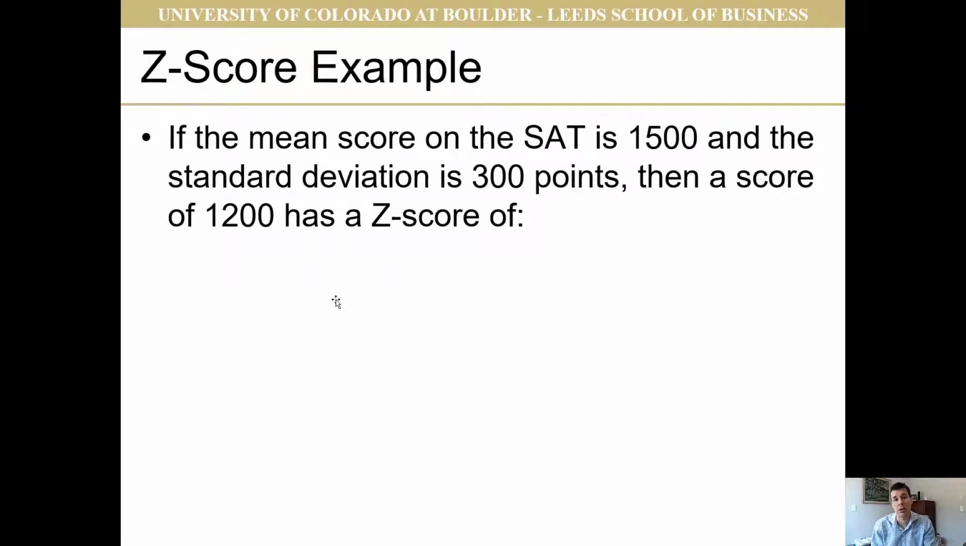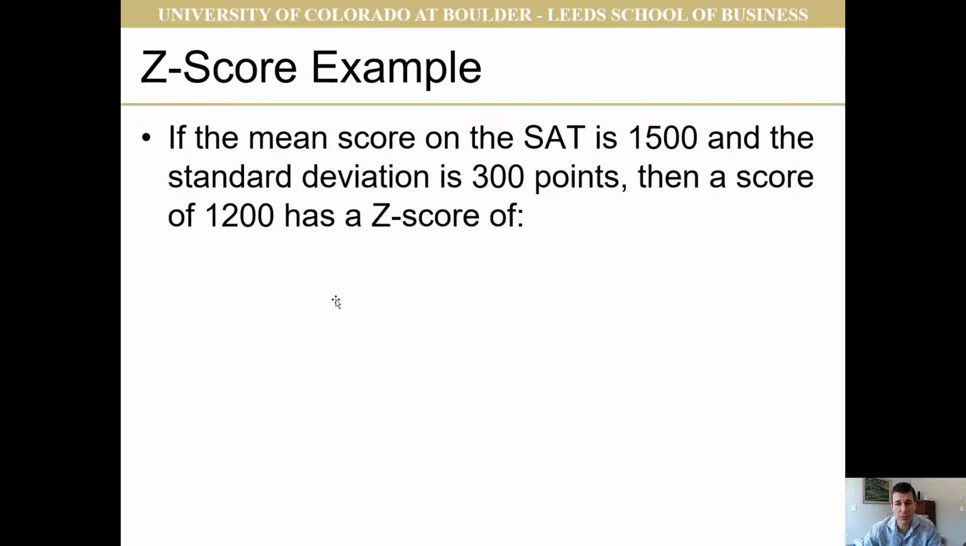Okay, so an example. The mean score on the SAT is 1500 and the standard deviation is 300 points. So I guess this is the old SAT or the intermediate. The SAT when I was growing up was out of 1600. For a while it was out of 2400. Now it's back out of 1600. So this is the old, middle-aged SAT, out of 2,400.